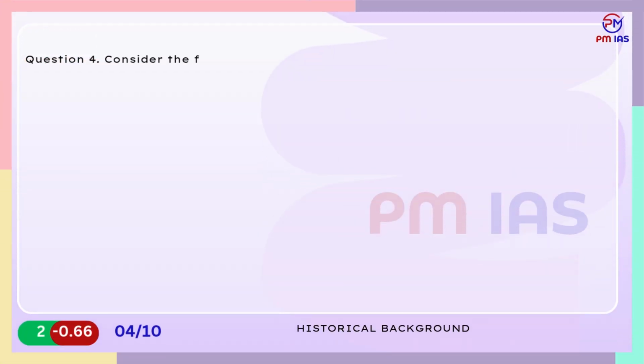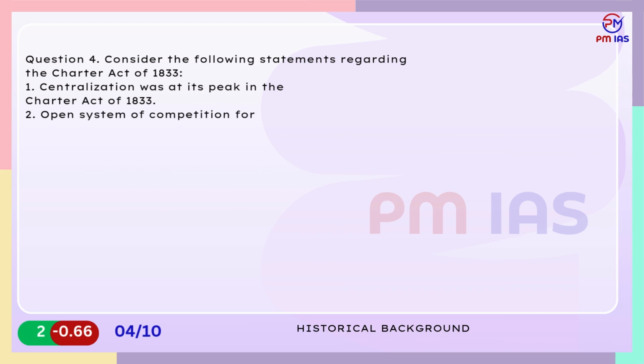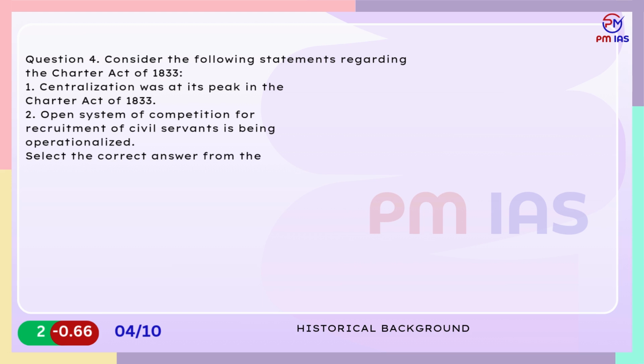Question 4. Consider the following statements regarding the Charter Act of 1833. 1. Centralization was at its peak in the Charter Act of 1833. 2. Open system of competition for recruitment of civil servants is being operationalized. Select the correct answer from the codes given below.